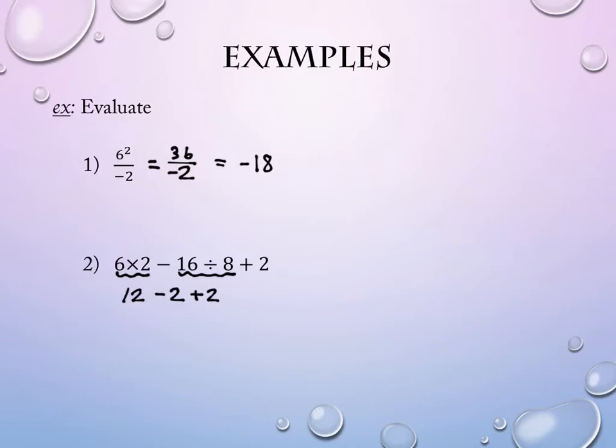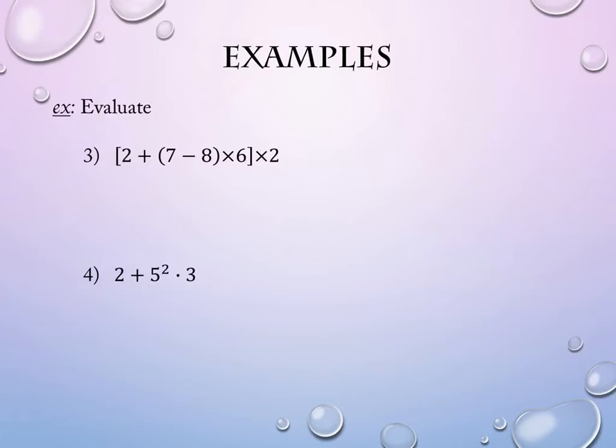Multiplication and division in the same step from left to right. And then that's going to be 12, right? We add and subtract in the same step. So 12 minus 2 would be 10. 10 plus 2 would be 12. All good? All right, number 3.